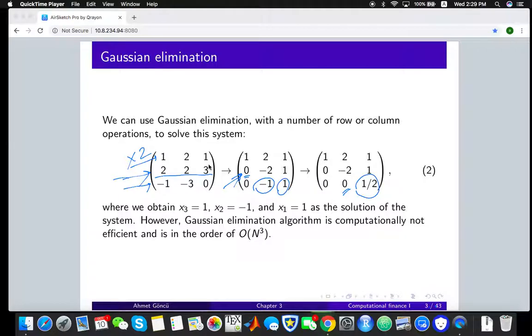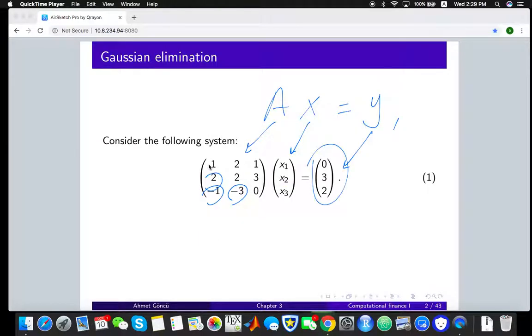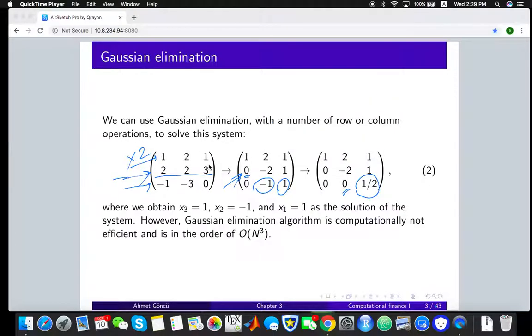This way, we get the off-diagonal terms equal to 0, and we can easily obtain the solution for x3, x2, and x1. Here, don't forget that the same row operations should also apply to the right-hand side of the equation. If we do this for this example, you can verify that the solution is x3 equals 1, x2 equals -1, and x1 equals 1 as the solution of the system of equations.